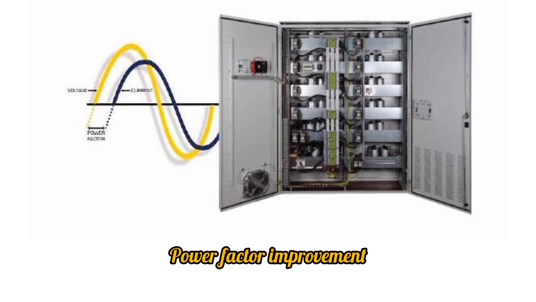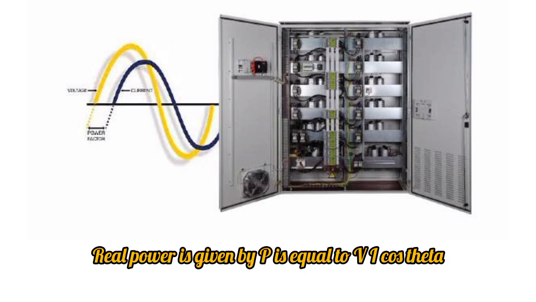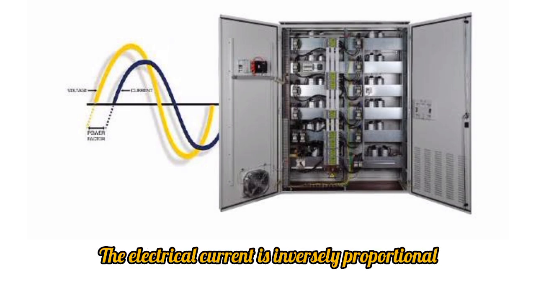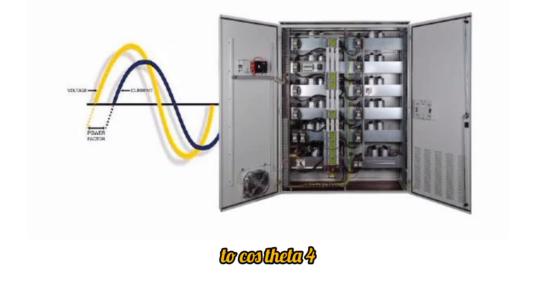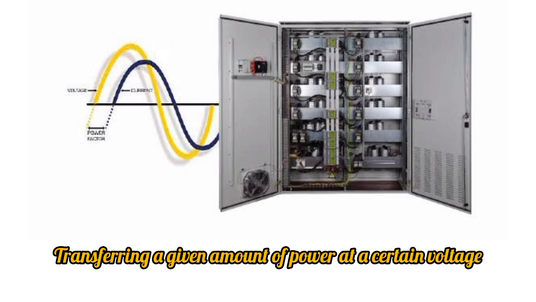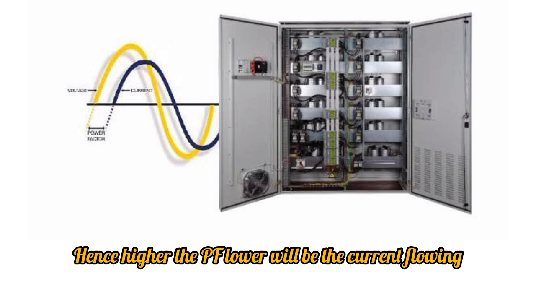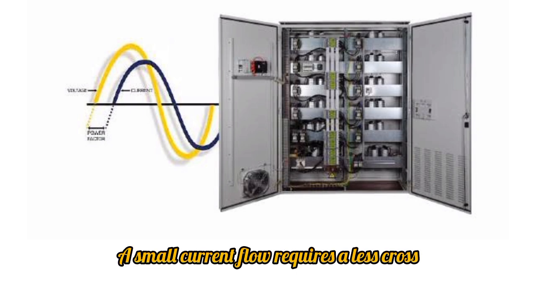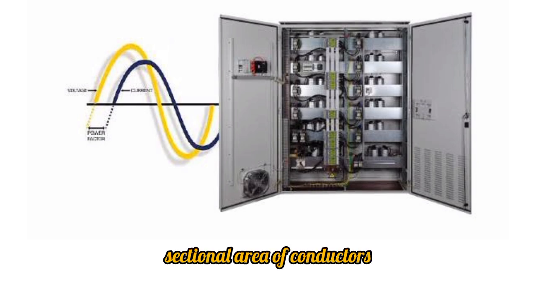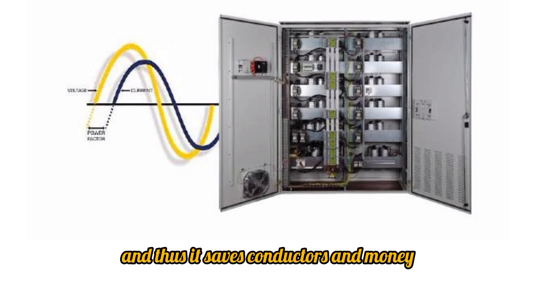Power factor improvement. Real power is given by P is equal to VI cos theta. The electrical current is inversely proportional to cos theta for transferring a given amount of power at a certain voltage. Hence, the higher the PF, the lower will be the current flowing. A small current flow requires a smaller cross-sectional area of conductors, and thus it saves conductors and money.